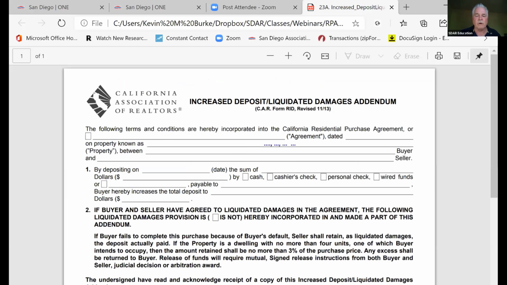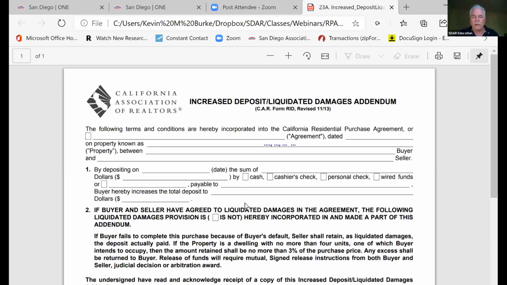There it is. Okay, so let's take a look at this. So, increased deposit. Can you see that? I think you can, right? Yeah, you can. I have my other computer over here, so I can actually see what you can see. Okay, so here's my increased deposit liquidated damages addendum. This is what happens when I bring in other monies after the initial deposit.